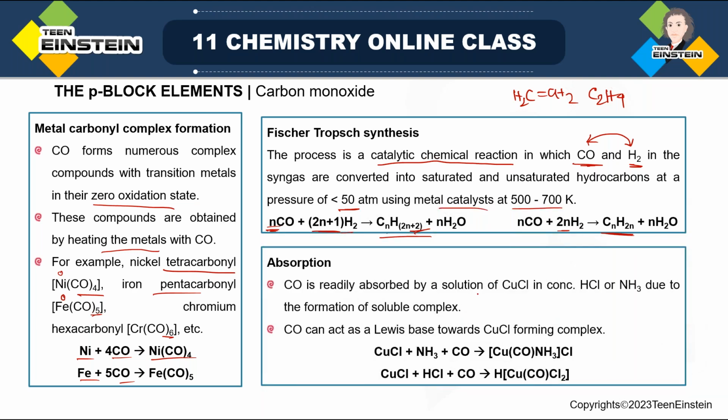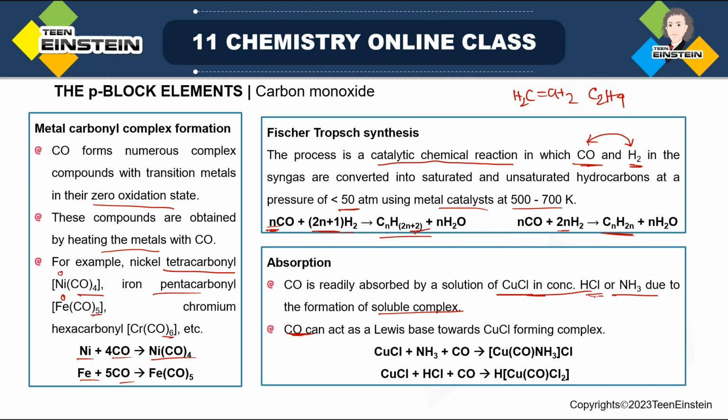Absorption: it is readily absorbed by a solution of CuCl in concentrated HCl or ammonia. Remember, in the preparation section, in the producer gas, when the mixture of N2 and CO is there, we have treated this with CuCl. So it is possible because it has this capacity to absorb. And why does it do so? Because of formation of a soluble complex. Here also CO is basically showing its Lewis basic property when it is forming a complex with CuCl.